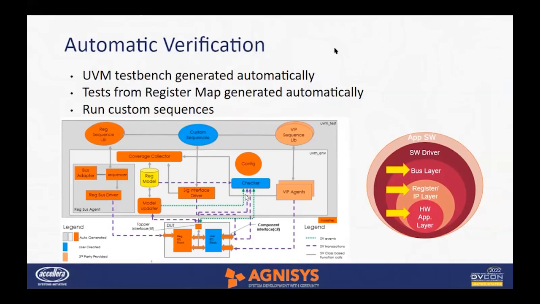RegBus agent is a component that converts register level transactions to bus level transactions and vice versa. IDS-NG generates RegBus agents for all ARM buses, for example, AMBA, AXI, APB, and AHB.